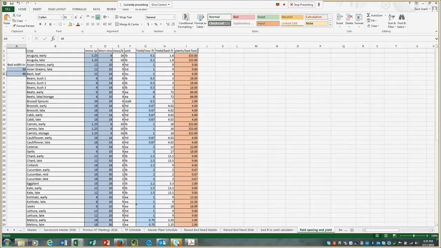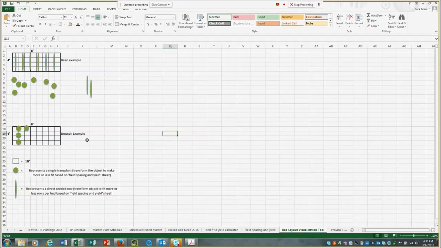You know what, I'm just going to pull this up really quick before we move on, so you can visualize what I'm talking about. Right next to the field spacing and yield, I have this other tool sheet that I put out called the bed layout visualization tool. This tool right here is kind of what I'm talking about. We have the 4 feet width by 8 foot length, and this example is for beans. These are just little shapes that you can edit. And the bean example here shows planting the rows across the width of the bed versus the length of the bed. Does that make sense when you look at this tool now?